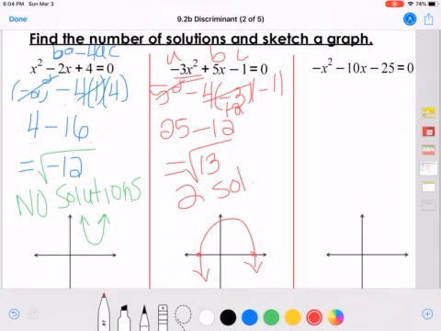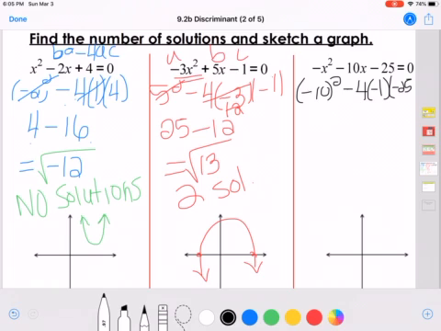Now this last one, negative x squared minus 10x minus 25. Again, it'd be a good idea to pause and see if you can figure this out for yourself. Well, we have negative 10 squared minus 4 times negative 1. Okay, our a value of negative 1 and our c value of negative 25.